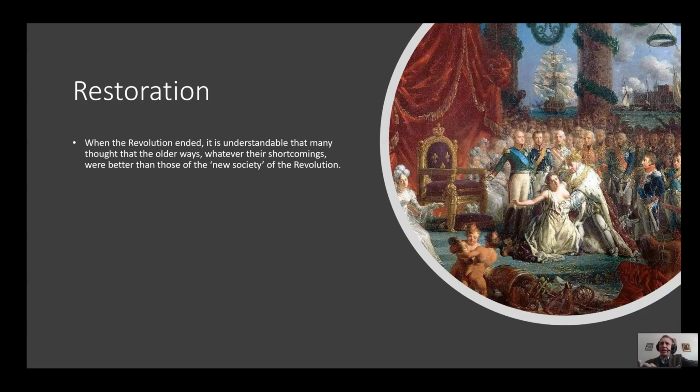And when the revolution ended, it is understandable that many thought the older ways, whatever their shortcomings, were better than those of the new society of the revolution, with its violence and reign of terror. Therefore, the Restoration came with an attachment to the Ancien Regime, right? The old kingdom, and an alliance between church and altar.